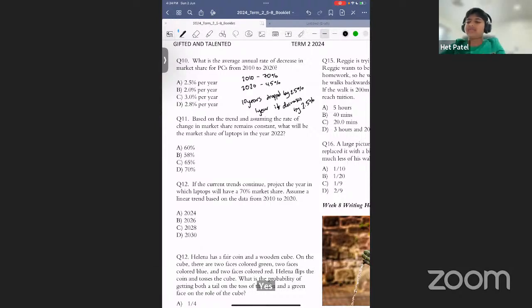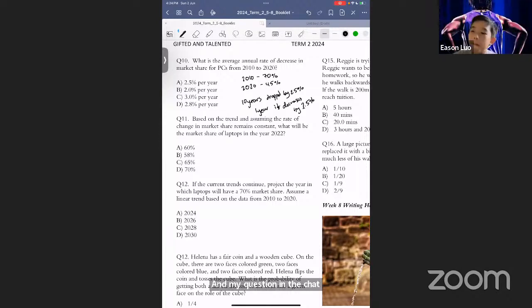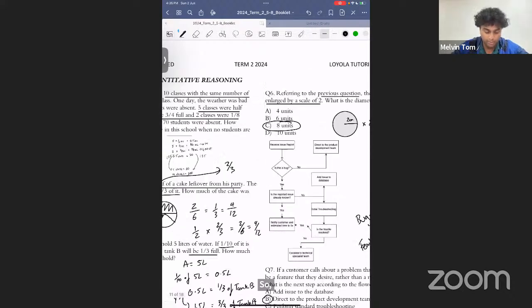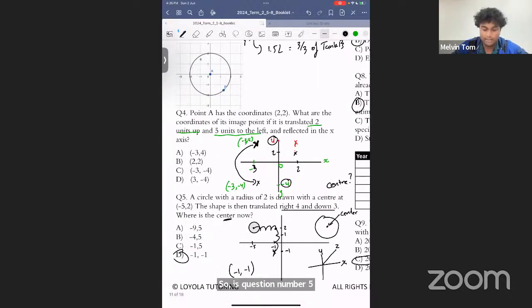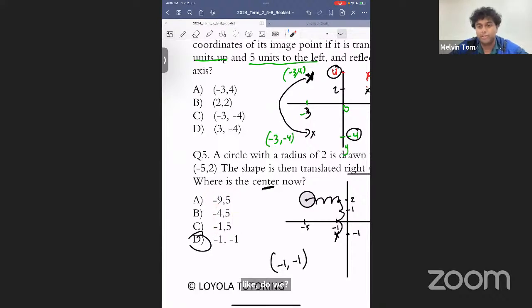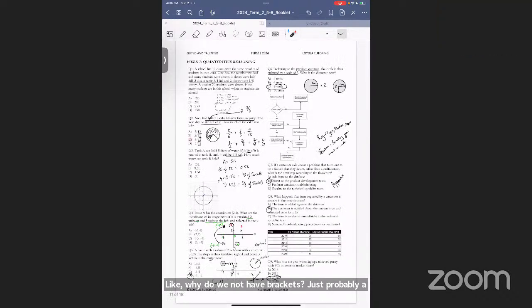Yes. And my question in the chat. Yes. Siddharth, I think you would be sending it to someone else. Oh, actually, no, I just got it. So Siddharth asked me, for question number 5, why do we not have brackets? Just probably a mistake, man. No specific reason. Oh, thank you.